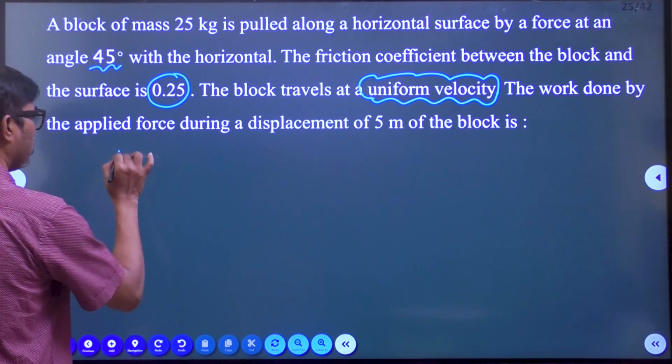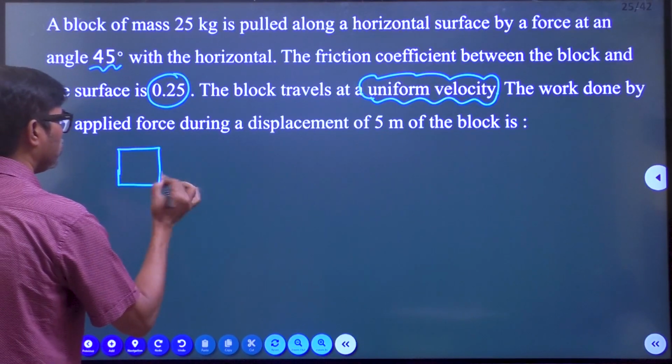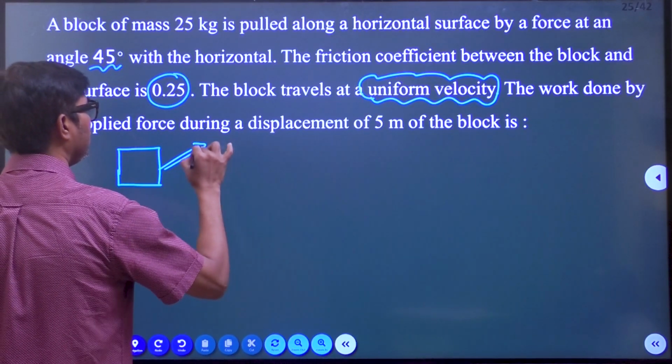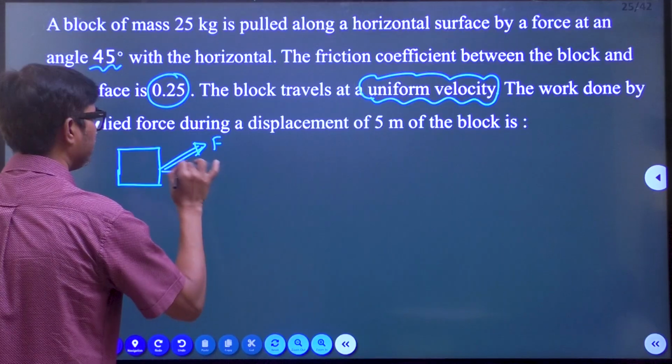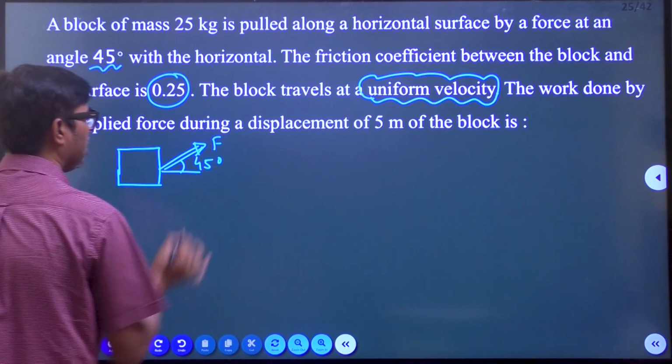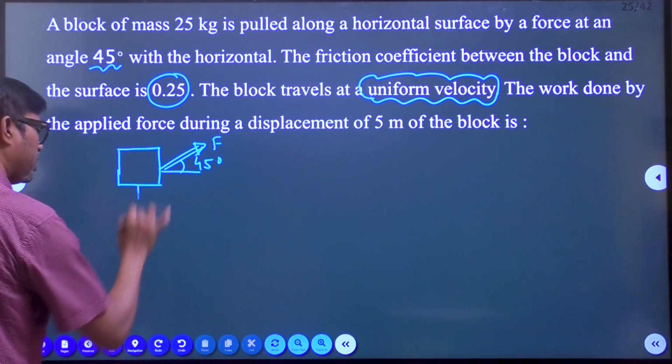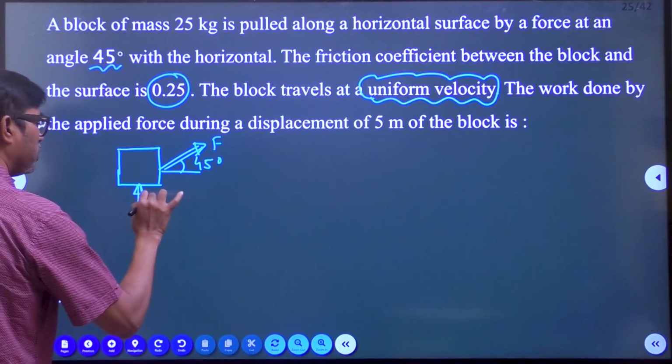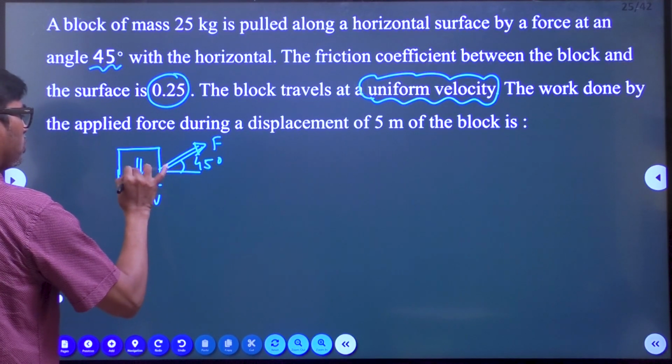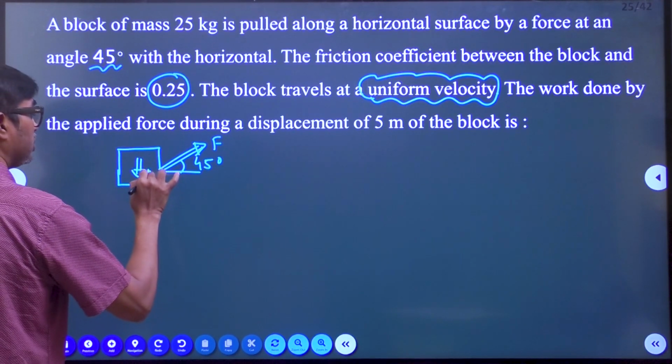So let's draw the diagram. You have the force applied at an angle of 45 degrees. And obviously you will have the normal reaction pushing it up, because of mg the block is pressing the ground.